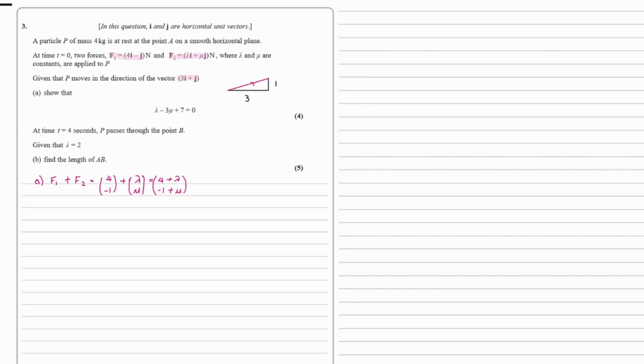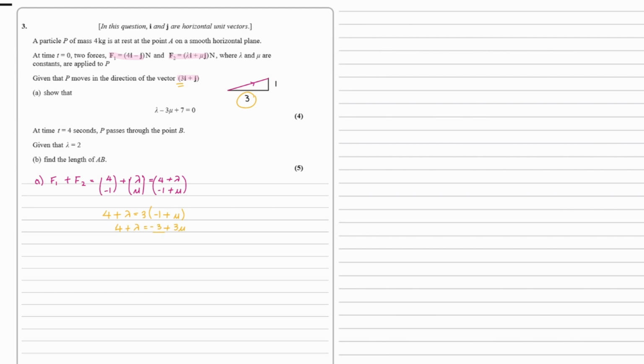Because we know that the i component should be 3 times more than the j component, this means that the i component which we have found, 4 plus lambda, should be 3 times bigger than the j component, which is minus 1 plus mu. And we can now expand the brackets to give us 4 plus lambda is equal to minus 3 plus 3 mu.